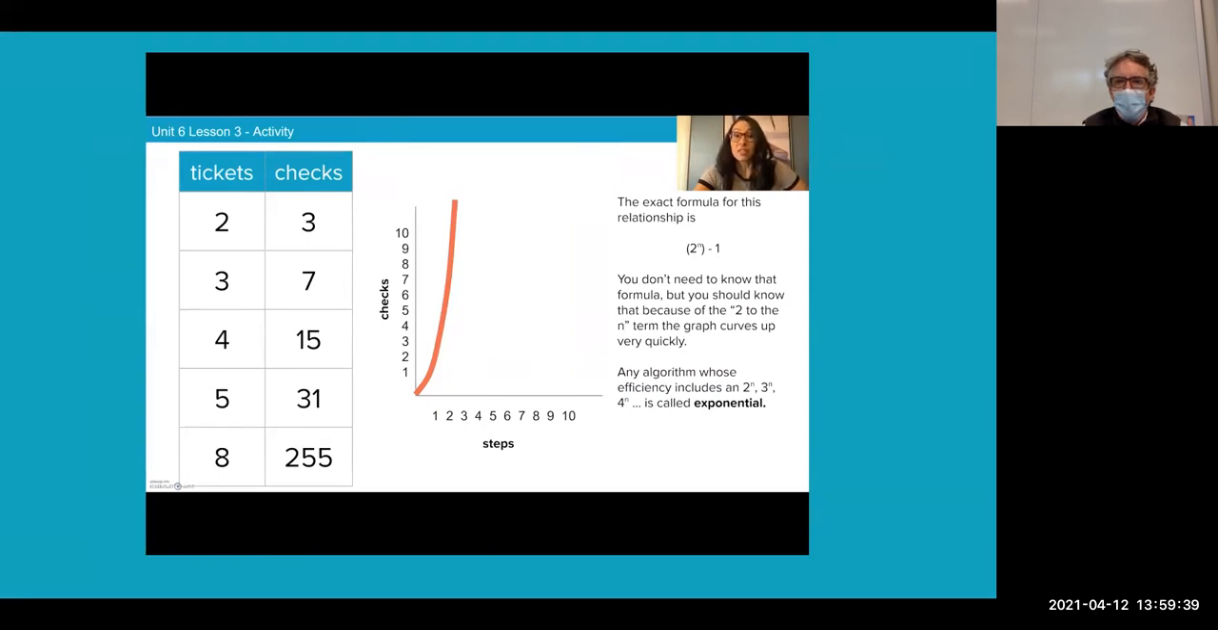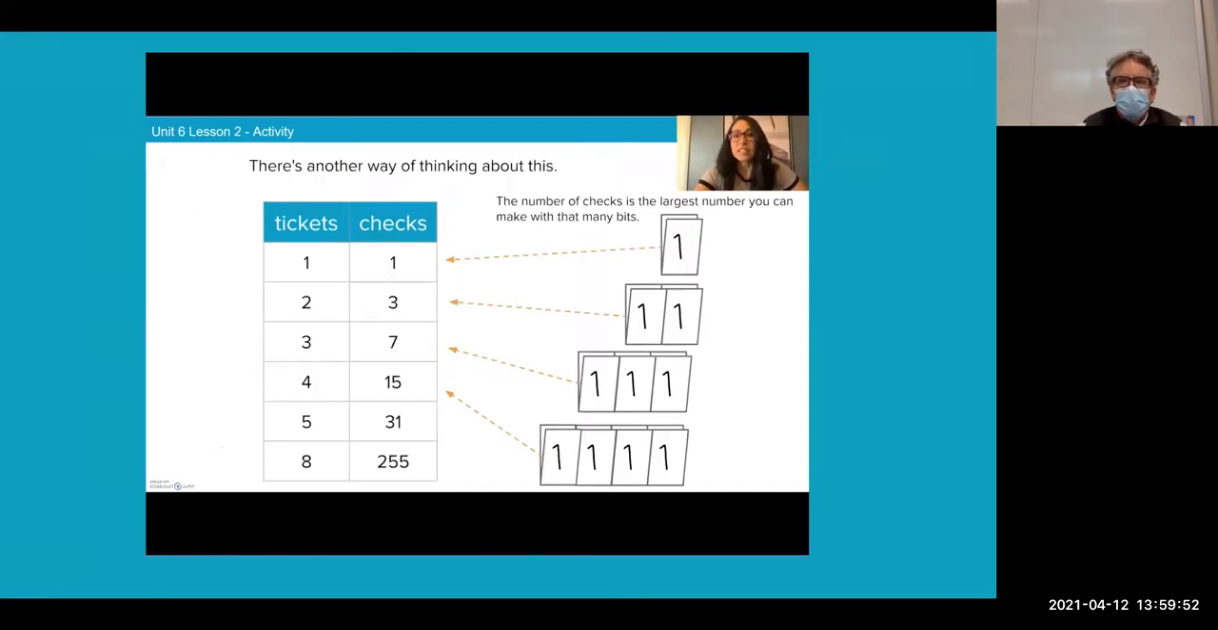Any algorithm that includes a 2 to the n or 3 to the n or 4 to the n and so on is called exponential. I want to point one thing out. If we look at this chart here, it just might look familiar to you. Here's another way to look at the group raffle results. This is the exact same chart results we were looking at for the group raffle and the exponential graph a moment ago.